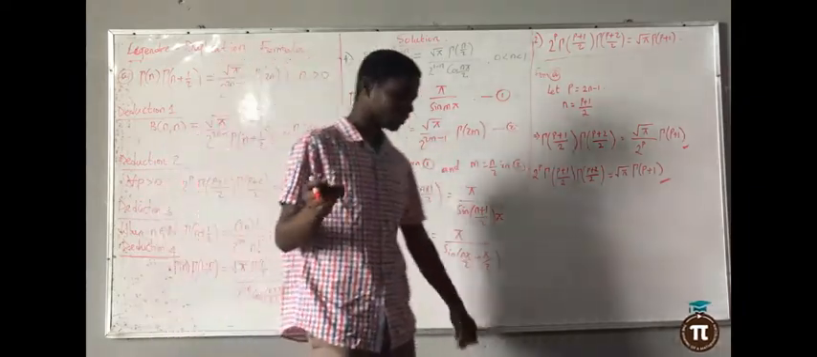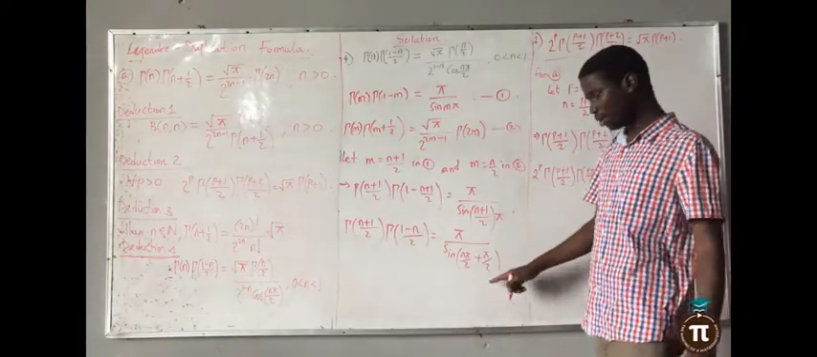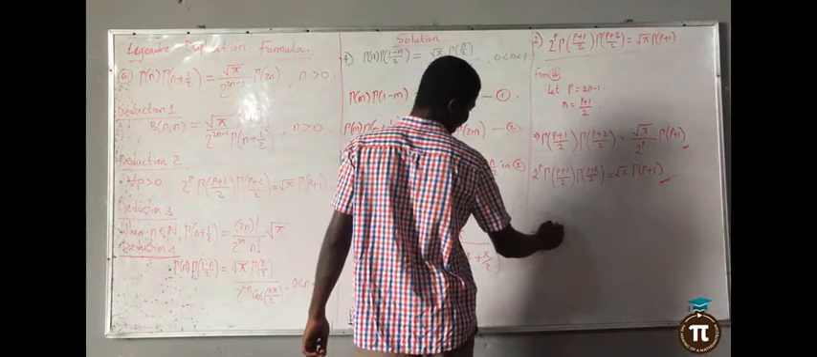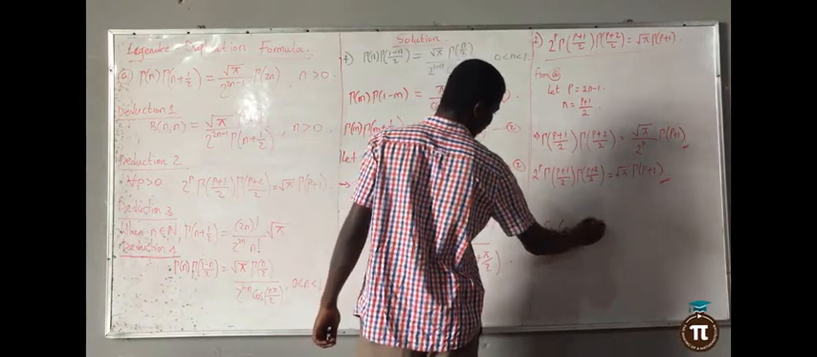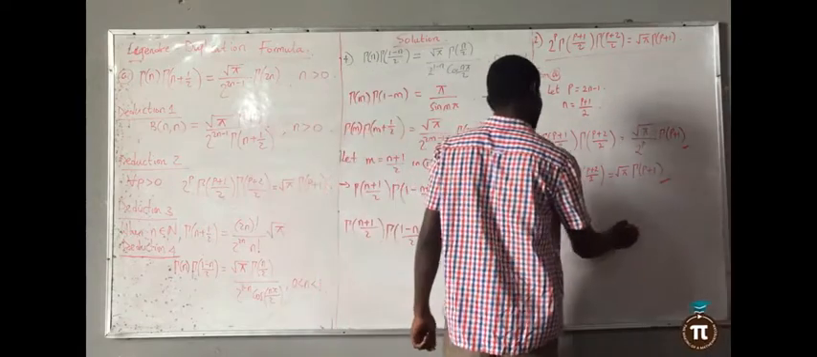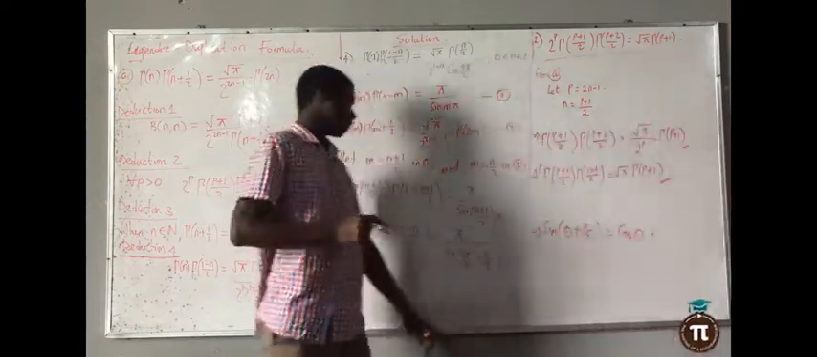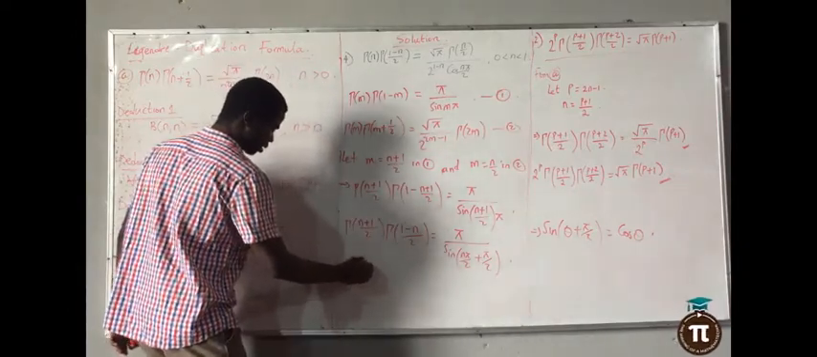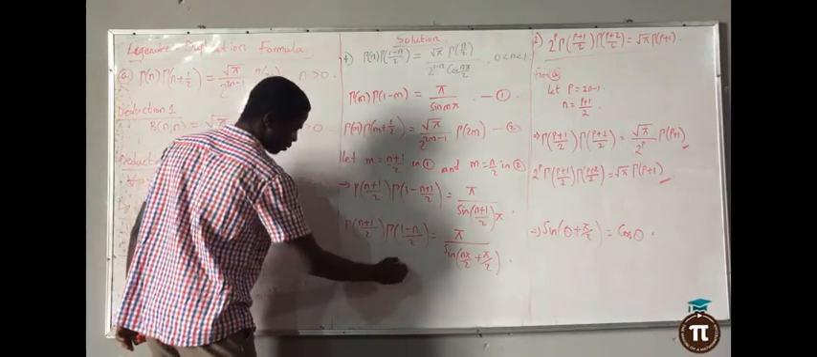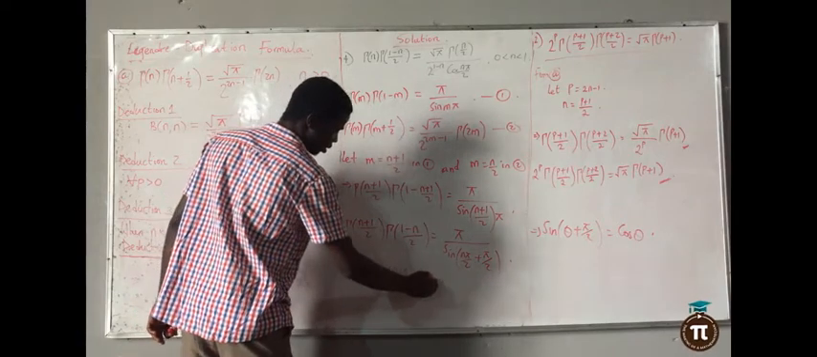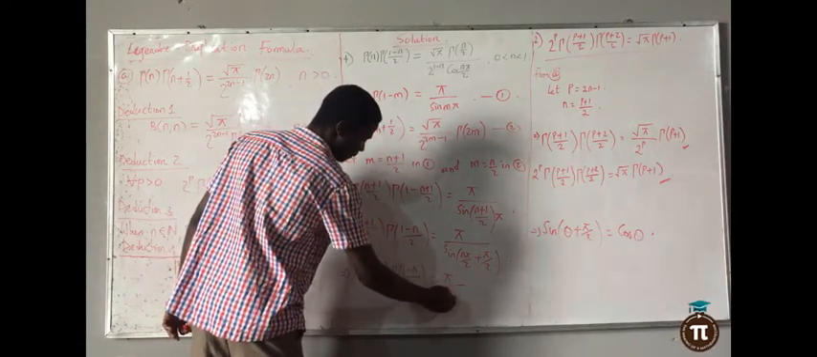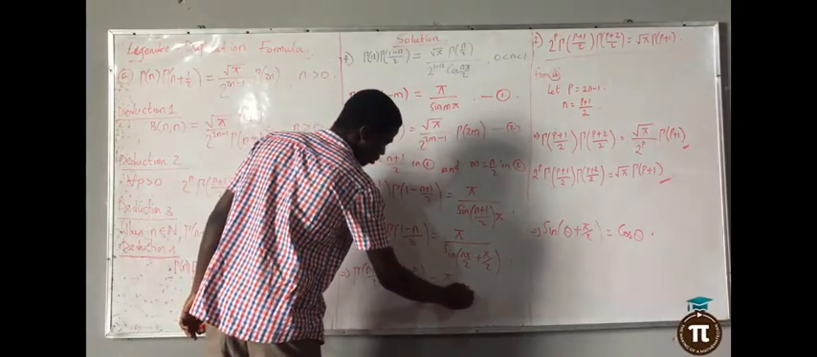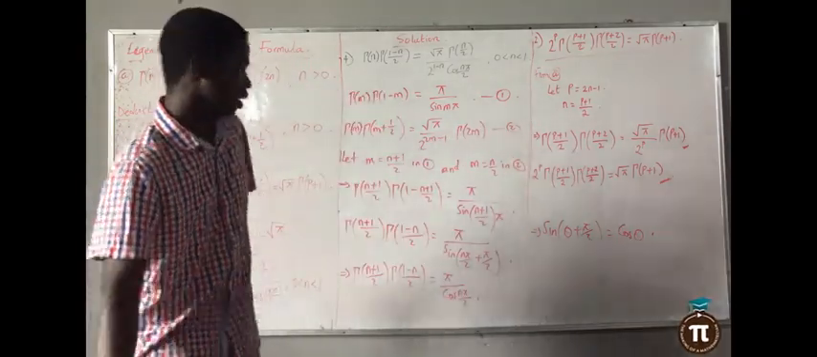So from trigonometry, sine theta plus pi over 2 is equal to cos theta. So that means sine of n pi over 2 plus pi over 2 becomes cos of n pi over 2. So at the end of the day, this one will become gamma of n plus 1 over 2, gamma of 1 minus n over 2 is equal to pi over cos n pi over 2. So leave that one.